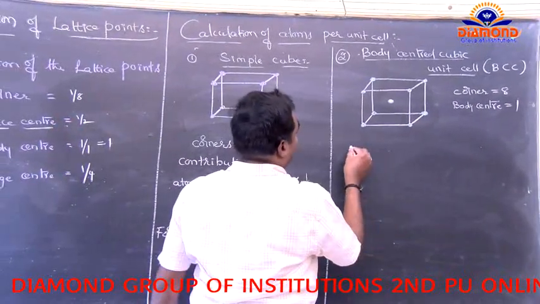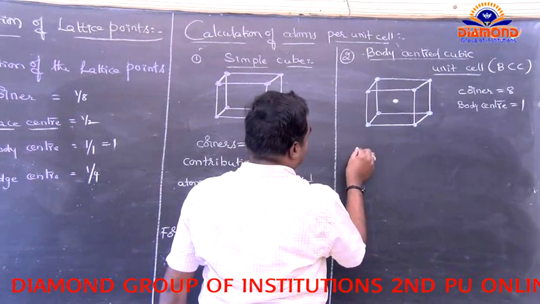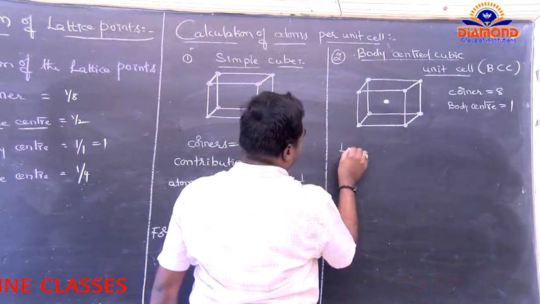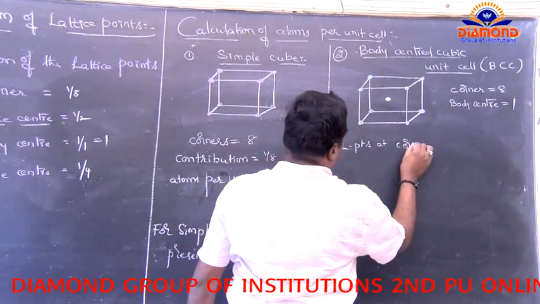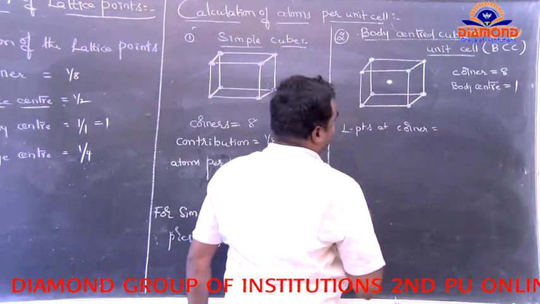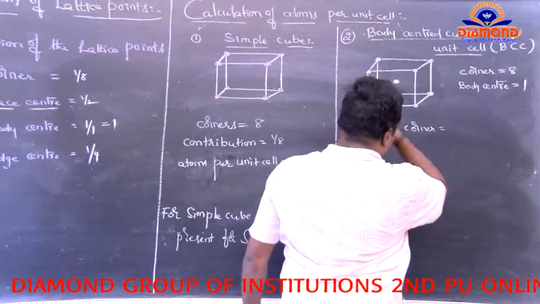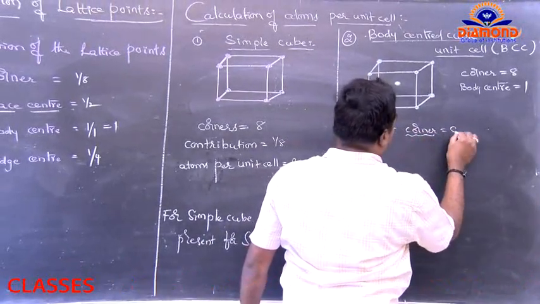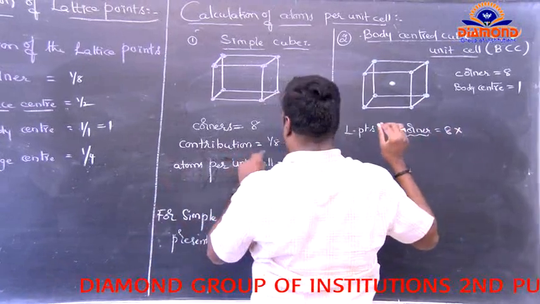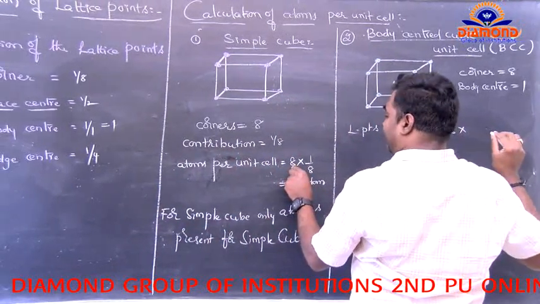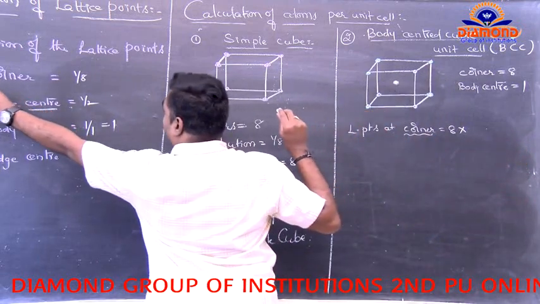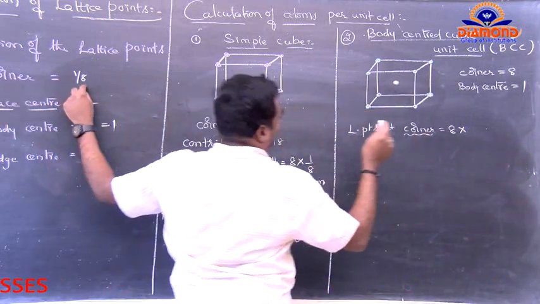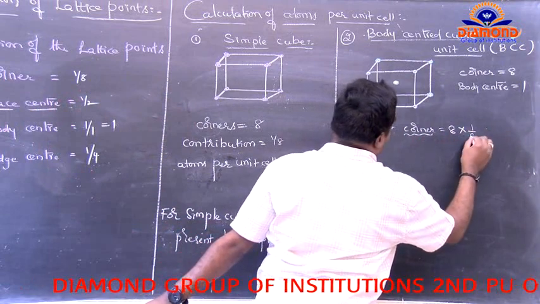The total number of lattice points at the corners is 8 corners, and the contribution is 1 by 8. So the contribution of the lattice point at the corner is 1 by 8, and 8 into 1 by 8 is equal to 1.